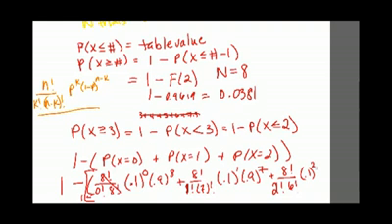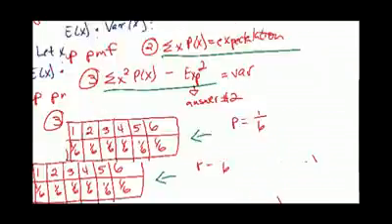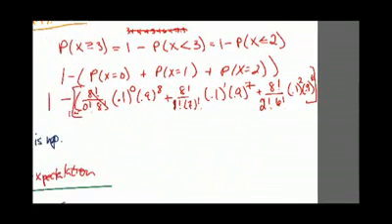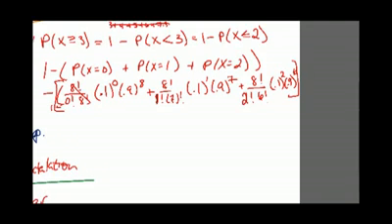0.1 to the 2, running out of space. 0.9 to the 6, barely squeezed it in. Close my brackets. Alright, so let me just show you how to do this. There's a bunch of work I'm trying to squeeze here. It would be 1 minus, the first one would be 1 times anything to the 0 is 1, 0.9 to the 8. Get your handy dandy calculator out.